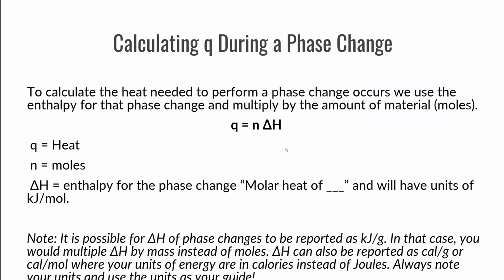To calculate a Q during phase changes, you generally are going to be using Q equals n delta H, where n refers to the moles. And we're going to go ahead and report these so that we can calculate the molar enthalpy. Now keep in mind it's also possible for delta H to be reported as kJ per mole, or sometimes kJ per gram. In that case, you would multiply delta H by mass instead of moles. Delta H can also be reported as cal per gram or cal per mole, where the units of energy are calories instead of joules. Always note your units and make sure you know your units for your problem.